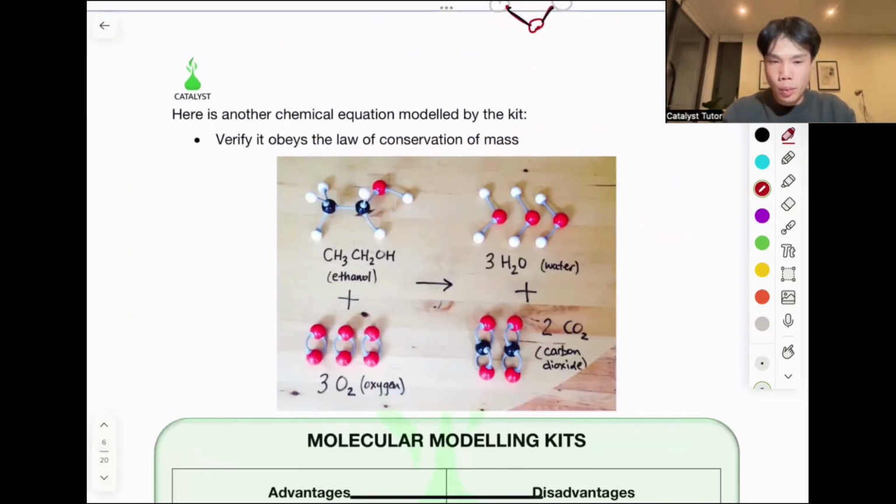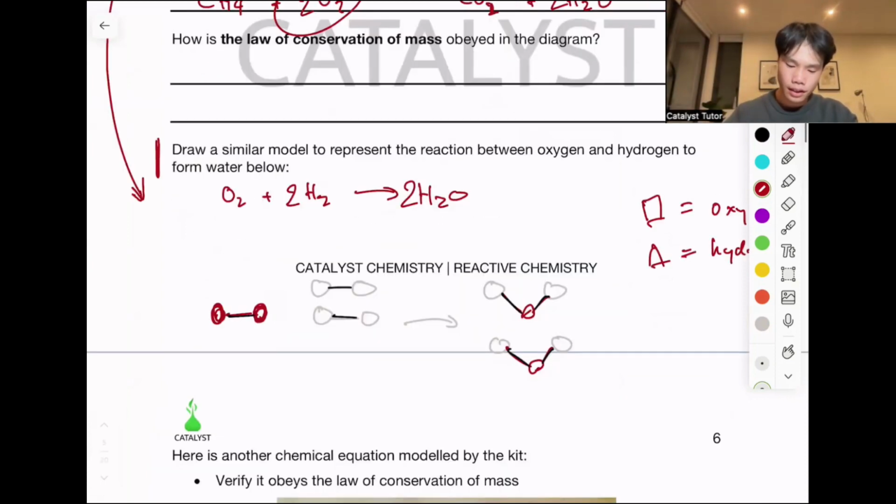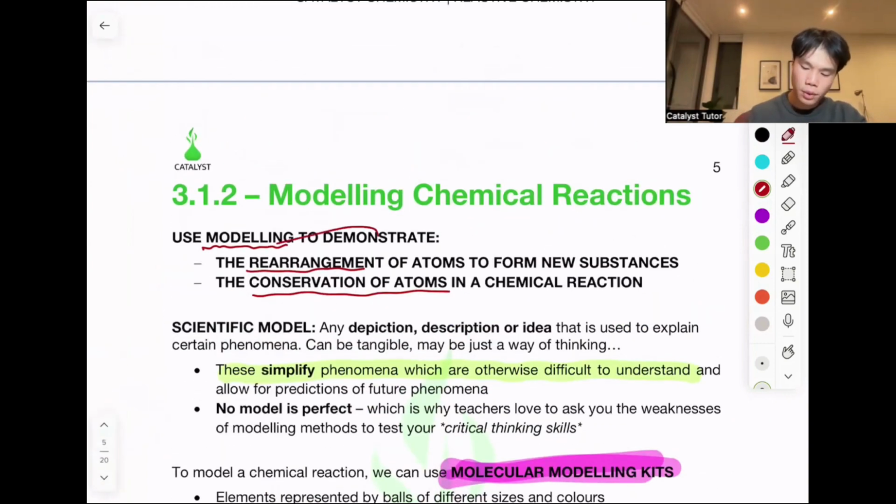So looking at another more complex equation, if we counted up everything here, we see we have 7 red on the left, 7 red on the right, 2 black on the left, 2 black on the right, 6 white, 6 white. We have conservation of mass. So what this kit has allowed us to do is show the rearrangement of atoms to form new substances and also demonstrate the conservation of atoms in a chemical reaction. That's what the dot point wanted.